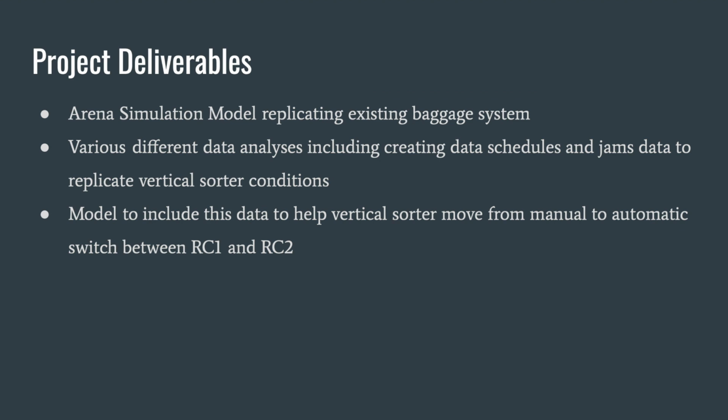So the project deliverables that are important to consider are our ARENA simulation model replicating the existing baggage system. There are various different data analyses, including creating data schedules and jam data to replicate this vertical sorter condition. The most important aspect of this is for the model to include this data to help the vertical sorter move from the manual to automatic switch between our RC1 and RC2 lines.